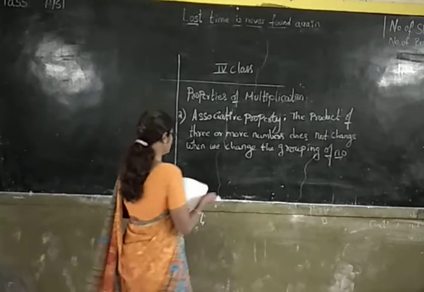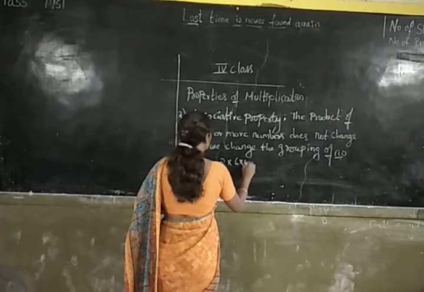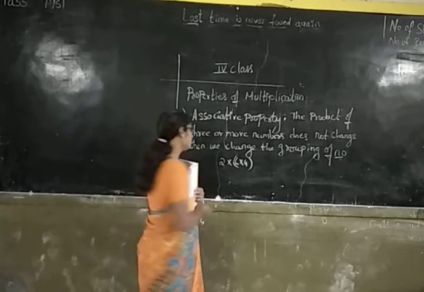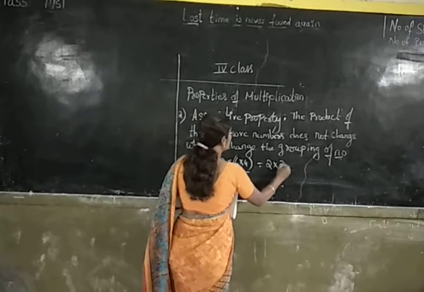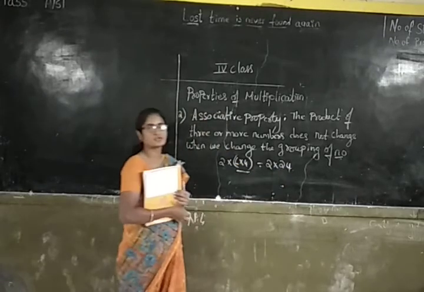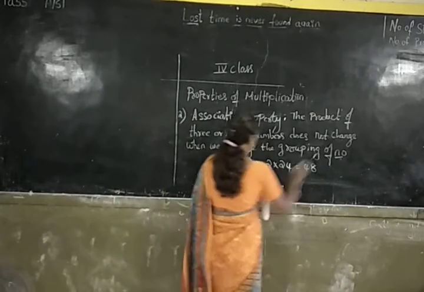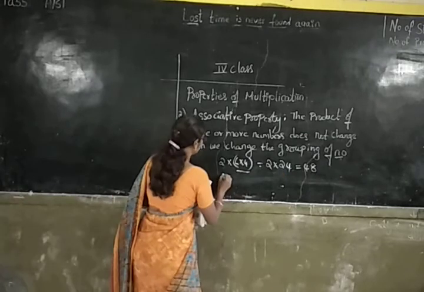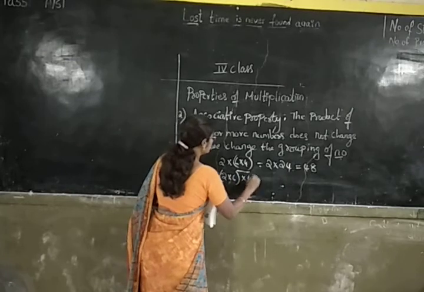For example, let us take 2 into 6 into 4. First, let us multiply 6 fours. 6 fours are how much? 24. 2 24s are how much? 48. Now let us change the grouping.